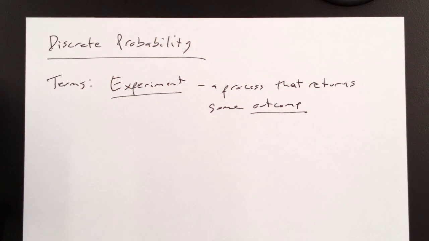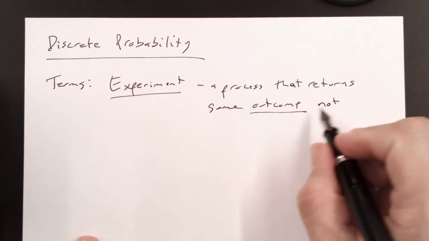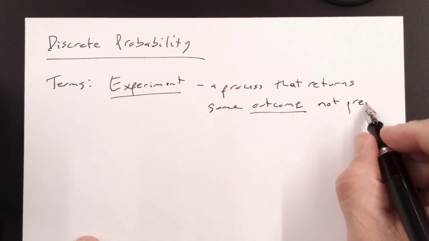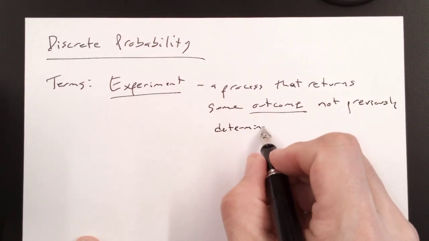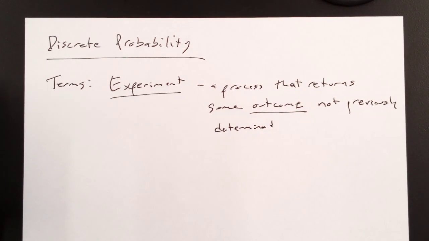An experiment returns an outcome. But that outcome is unknown until the experiment is finished. In some sense, we can think of it as a random outcome. But our definition of randomness, we need to figure out what that would mean, but I'll just say it's not predetermined.